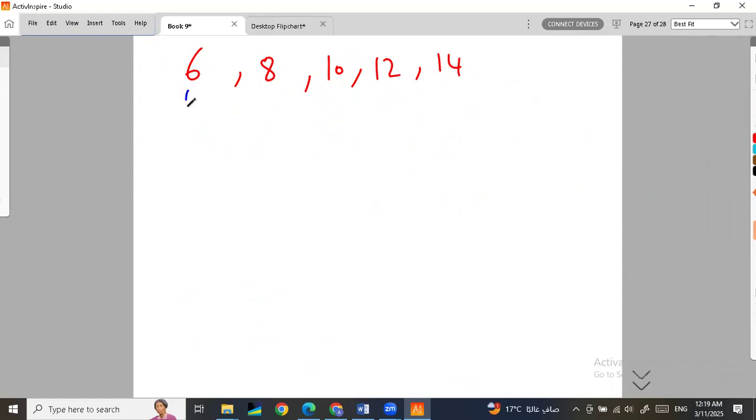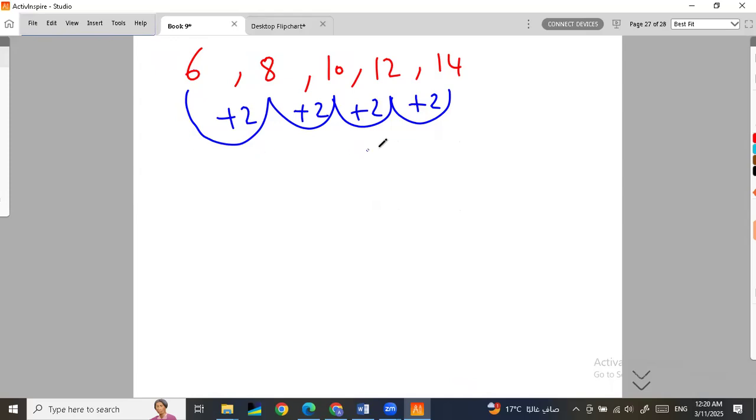What happened to the 6 to become 8? Added the 2. And the 8 to the 10, added a 2. 10 to 12, added a 2. And so on. We keep adding a 2. First differences are the same from the first time? Yes. So it is linear.